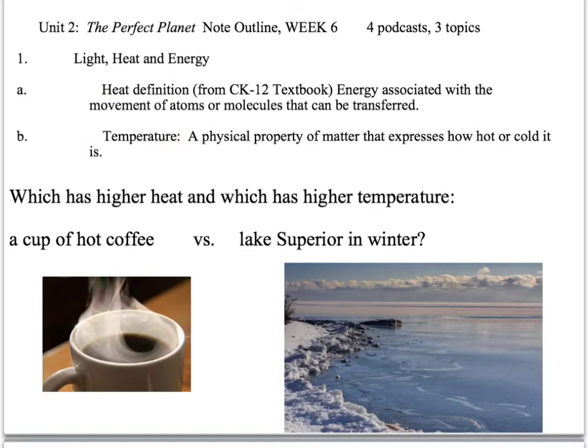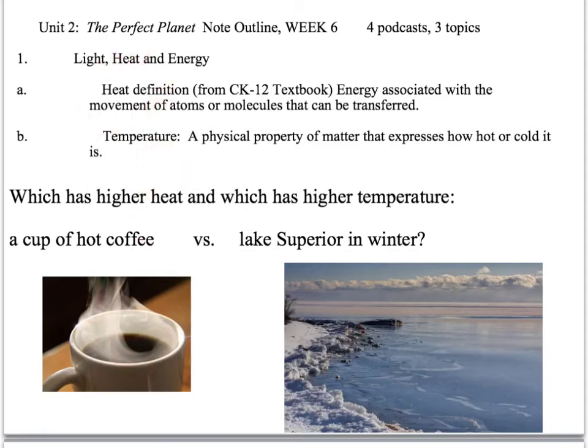Heat is defined in the textbook that we are looking at in class as energy associated with the movement of atoms or molecules that can be transferred, whereas temperature is a physical property of the matter that expresses how hot or cold it is. Well, that might or might not make sense. I think it's easier to look at just a real example. I have a picture of a coffee cup here, some hot coffee, and Lake Superior in the winter. Well, obviously Lake Superior is going to be colder, and the coffee is going to be warmer in terms of the temperature. So temperature for each, that's easy to understand.